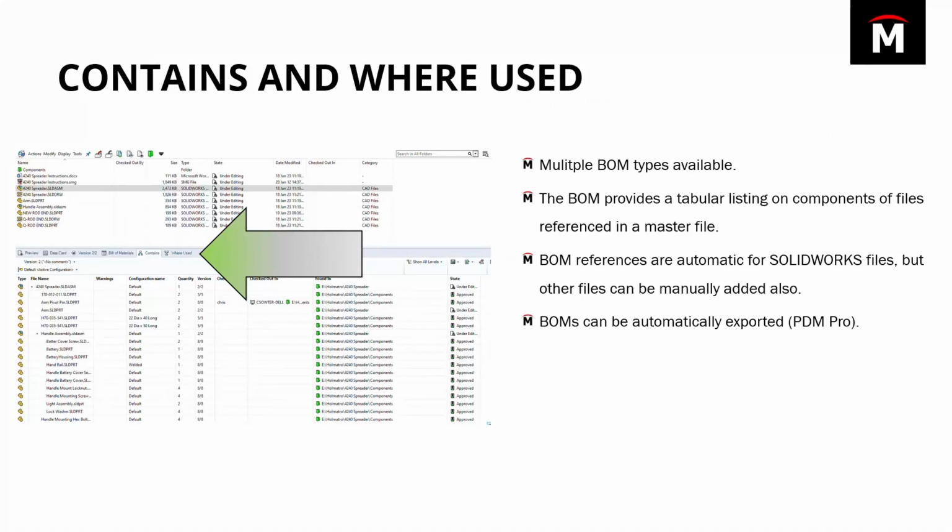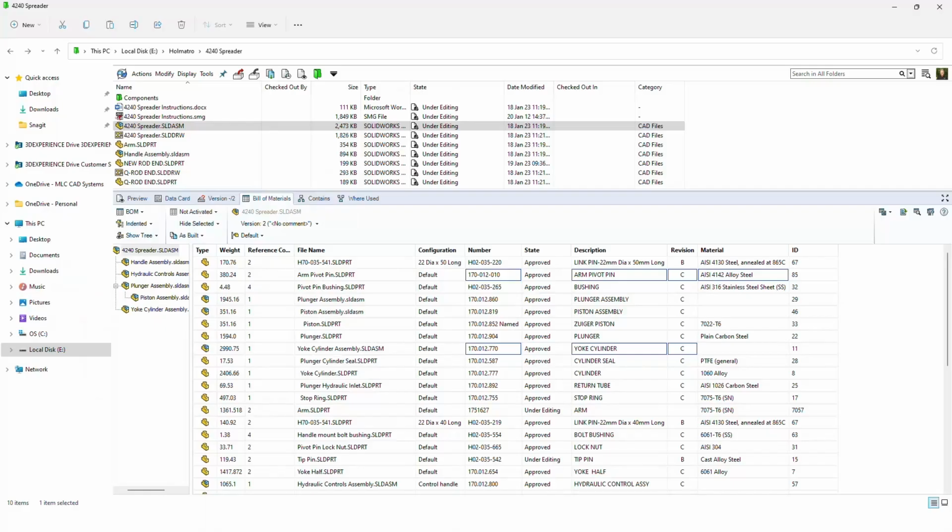But the way I like to describe these is together, the Contains and Where Used gives you the ability to look up and down the reference tree. So the information provided in these tabs can be particularly useful when you're about to embark on a change to a file, because it gives you the ability to determine if the change that you're about to make will affect other documents above or below it in the reference tree. And then from that, you can decide if you need to make additional changes to other documents.